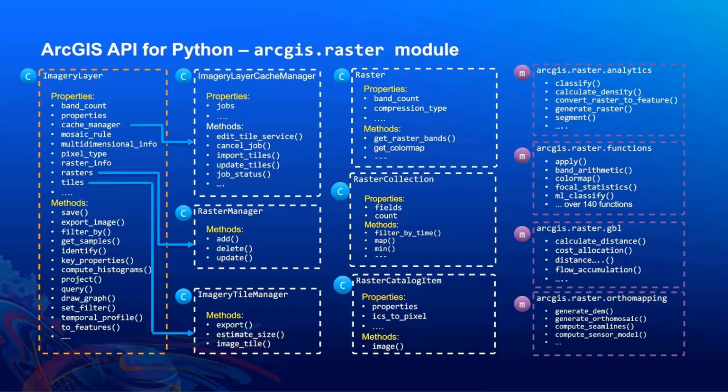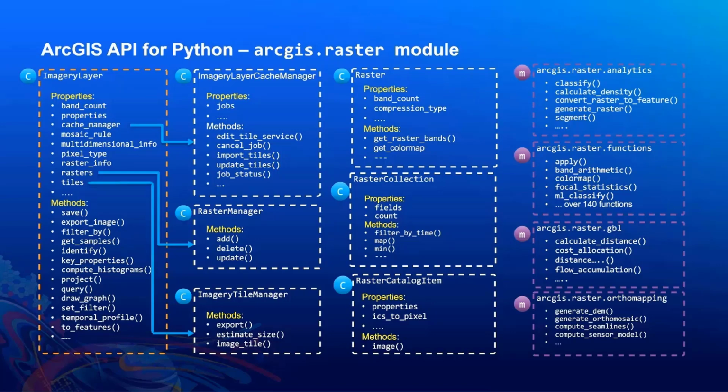Raster objects can represent web-based image services, data store rasters, and local raster datasets. That is, it can be considered as a unified API to work with your raster data, either be it on the web or local to your machine. We have the raster collection class that helps you to create a collection of raster objects and perform operations like map, reduce, filter, and other methods that prepare a collection for further analysis. We have raster catalog item that represents a single catalog item of an image service.